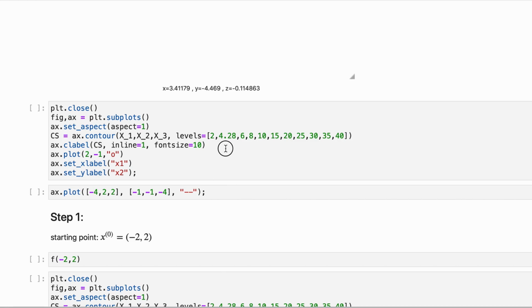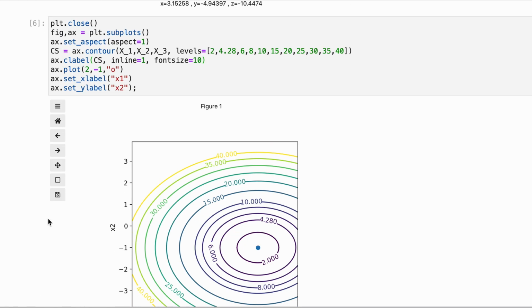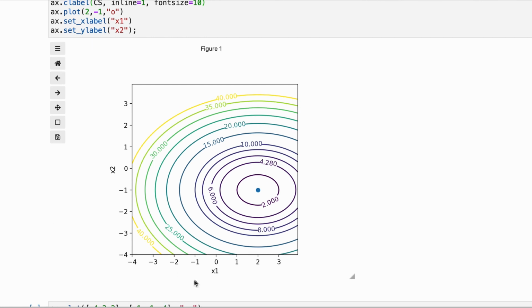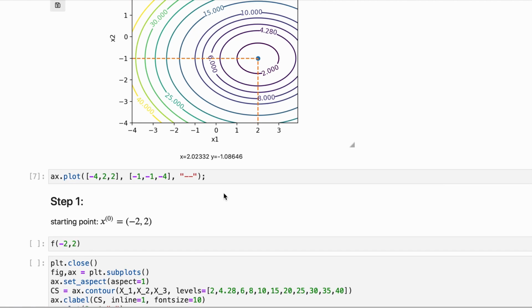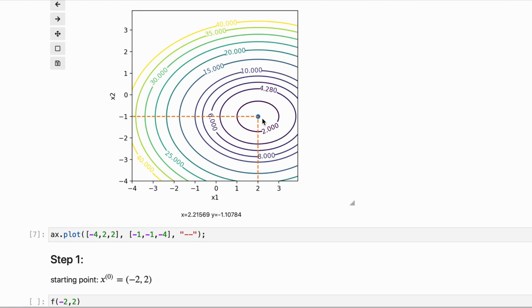To make this a little clearer, let's have a look at the level sets. So here's a few of those level sets. And you can clearly see a parabolic function here that somehow zooms in on that point, 2 minus 1. Right, so that is clearly the minimum here.